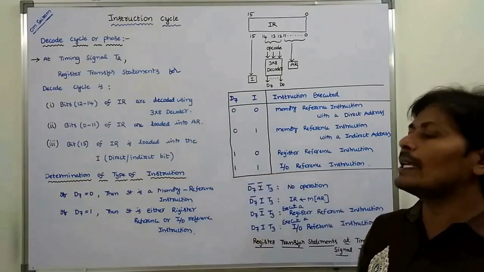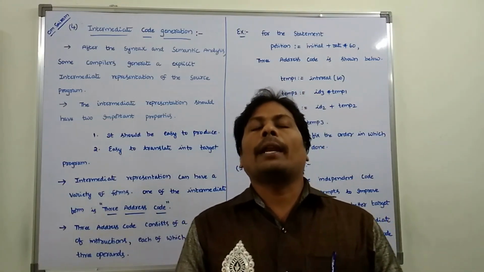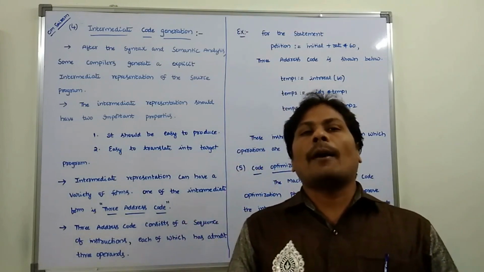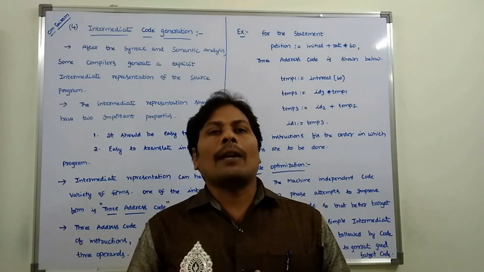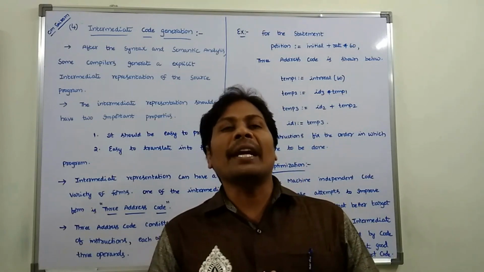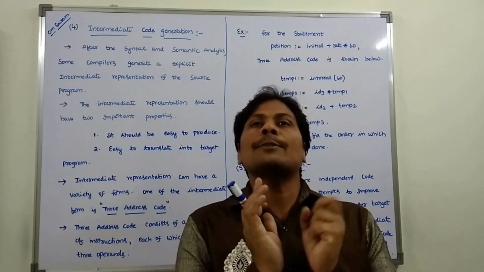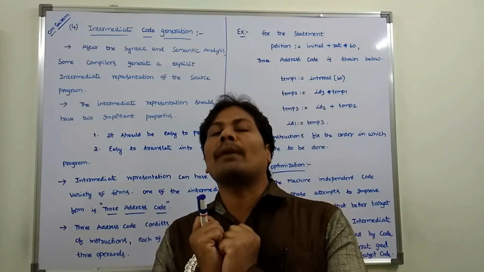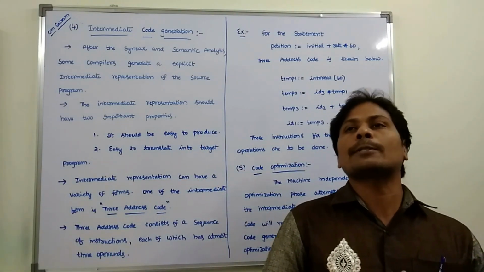If D7 value is equal to 0 and I bit, next we go for the fourth phase of the compiler, the intermediate code generation. Intermediate code generation is the fourth phase of the compiler. After the syntax and semantic analysis, some compilers may produce an explicit intermediate representation of the given source program.